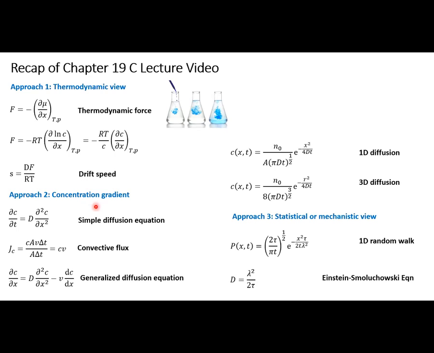From the second perspective, which is the concentration gradient, we looked at different equations where we first considered simple diffusion, and we derived this equation which suggests that the rate of concentration change is directly proportional to the variation of the concentration at a particular point, and also proportional to the diffusion coefficient. We also talked about convective flux, where the particles or solid molecules tend to diffuse if you turn on stirring in a solution, for example.